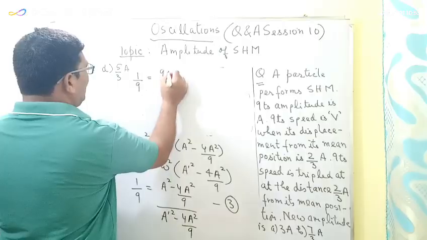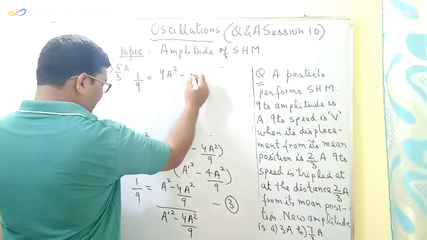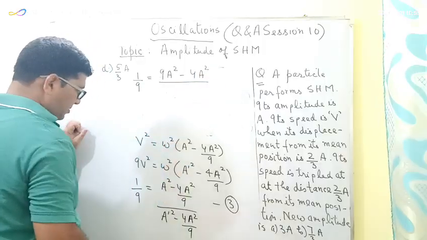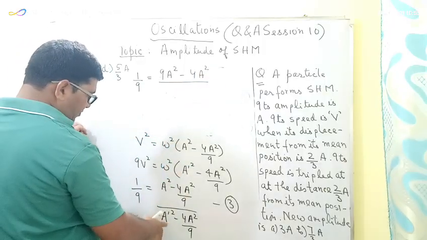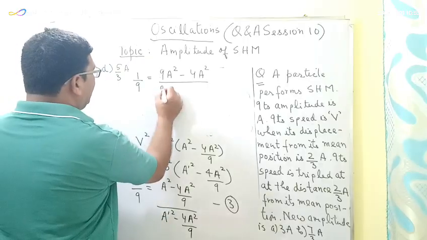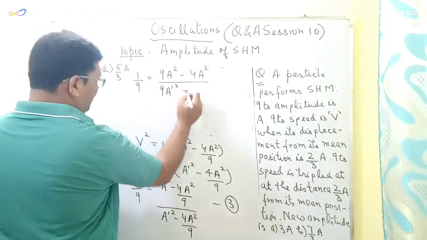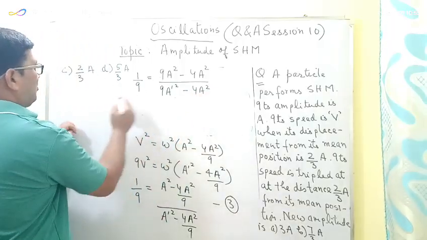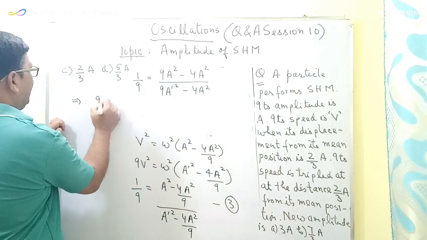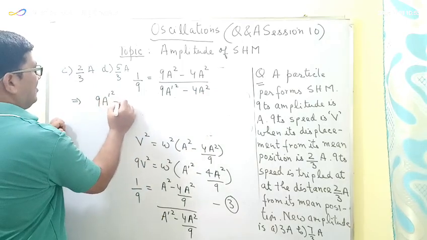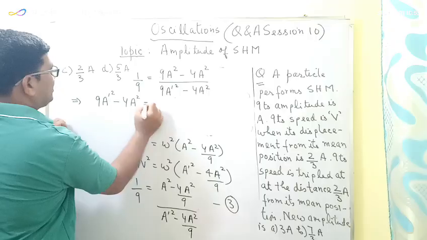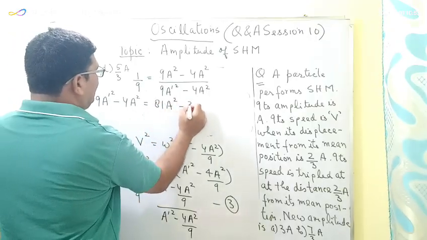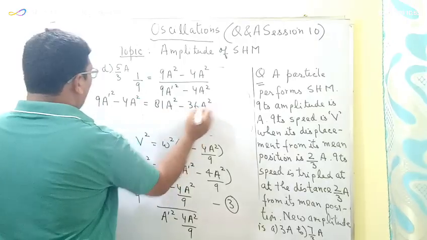9A square minus 4A square divided by 9A dash square minus 4A square. So by cross multiplication, I will be getting 9A dash square minus 4A square is equal to 81A square minus 36A square.